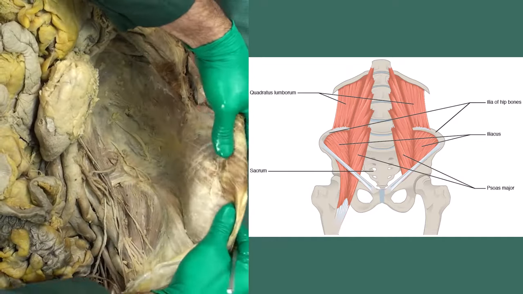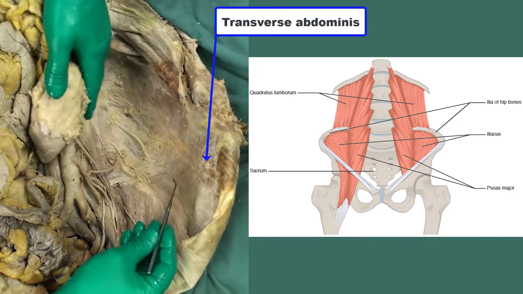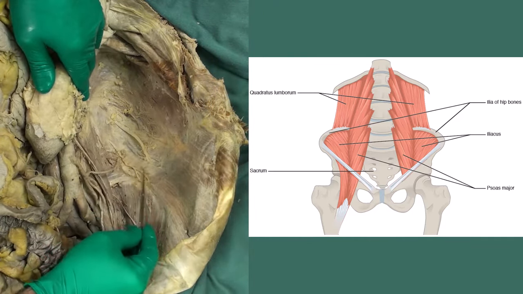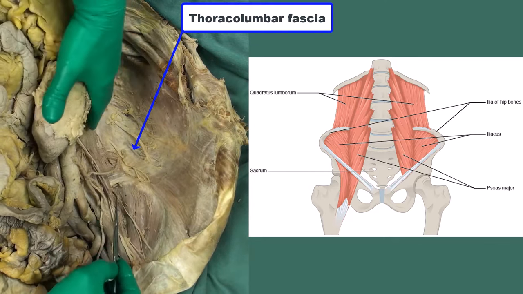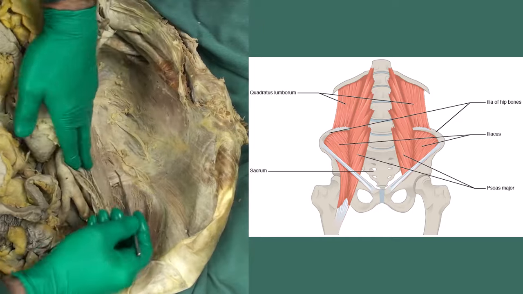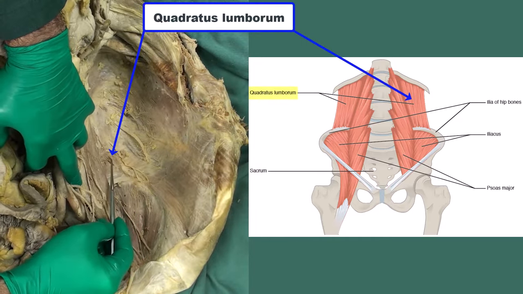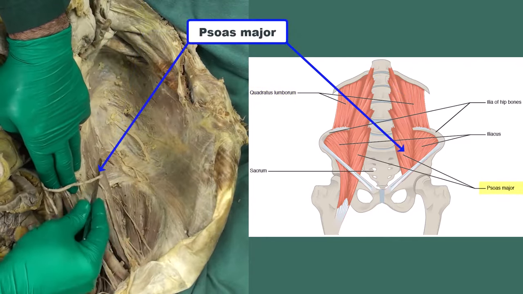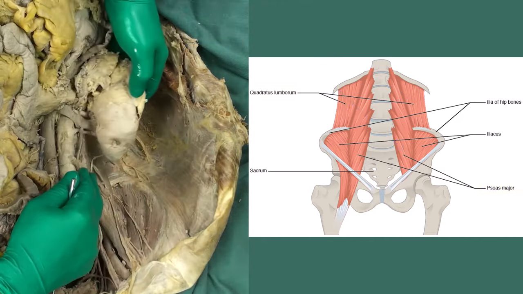If I push it like that, you can see the fibers of the transversus abdominis muscle, which is arising from this whitish structure known as thoracolumbar fascia. Then we have this muscle right here, that is quadratus lumborum muscle. And the last but not least here is the psoas major. So the kidney has a relationship with these muscles.